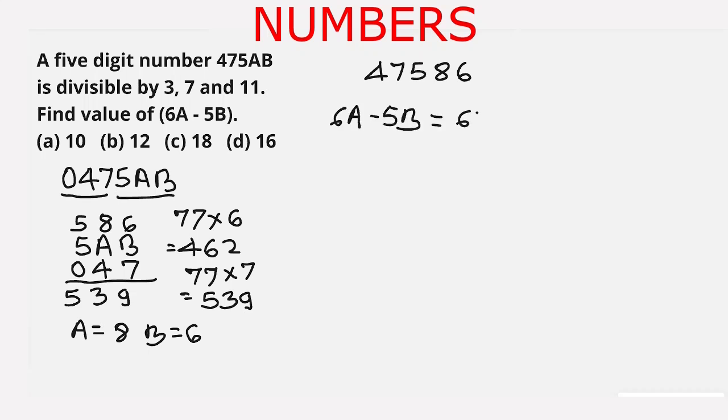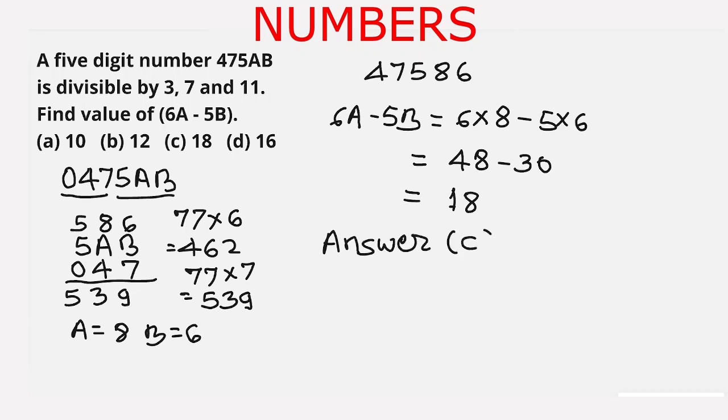So 6 times A, which is 8, minus 5 times B, which is 6. This is 6 times 8 is 48, minus 5 times 6 is 30, and 48 minus 30 is 18. So the value of 6A minus 5B is equal to 18. And from the given options, our answer is option C, 18.